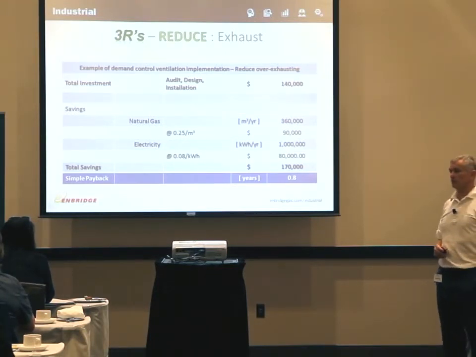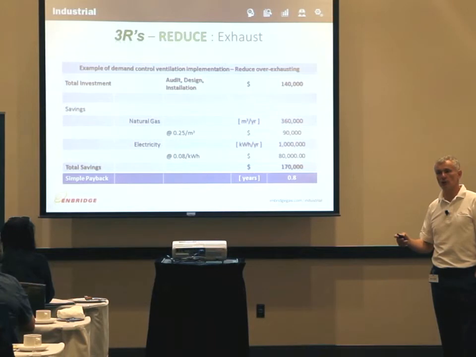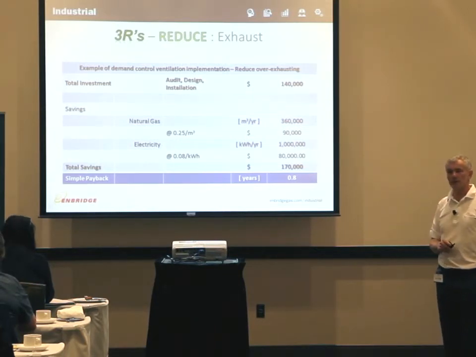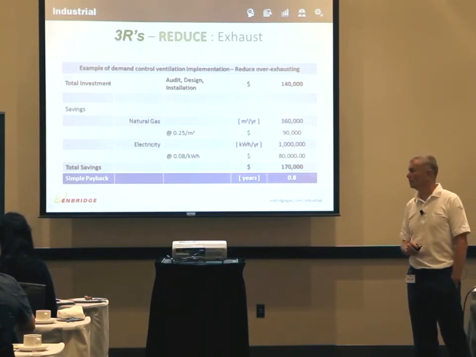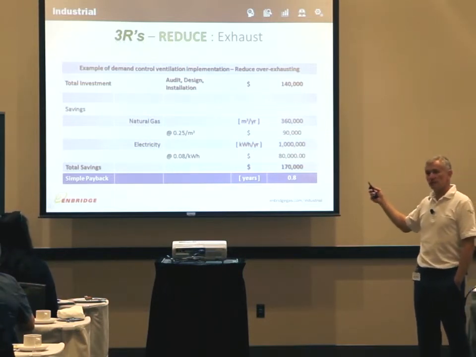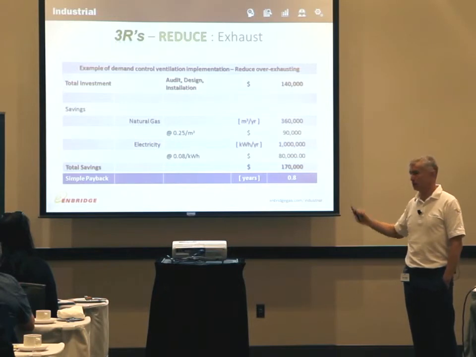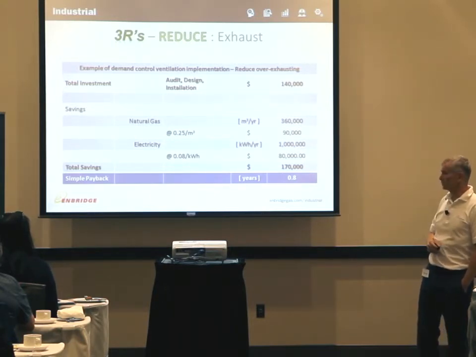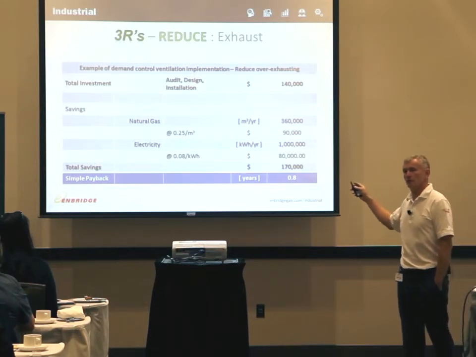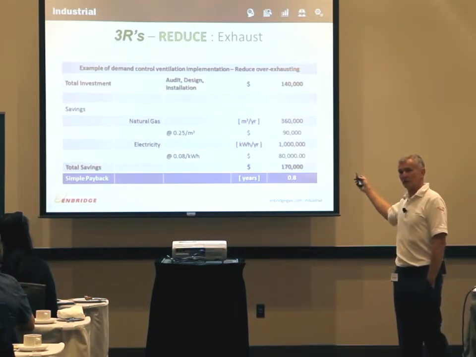$140,000 worth of investment, including, again, an audit to make sure this was a unionized facility. They want to make sure that their indoor air quality is not affected, which is fair enough. Design of the system, installation, pulling the wires, the whole shebang. These are the savings: 360,000 cubic meters of natural gas. We actually saved more in the end, but this was the projection that we claimed, and I stuck with it.